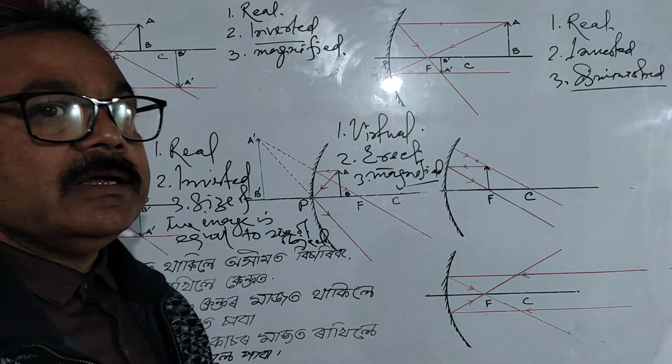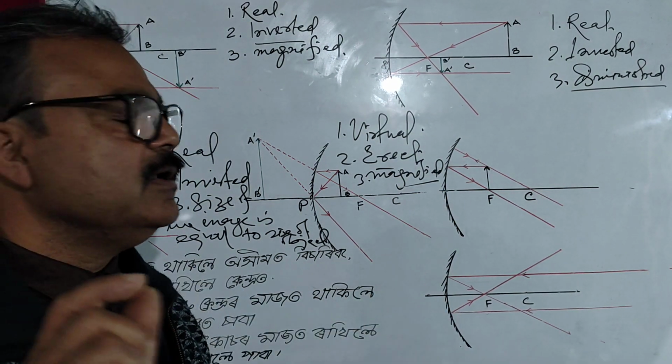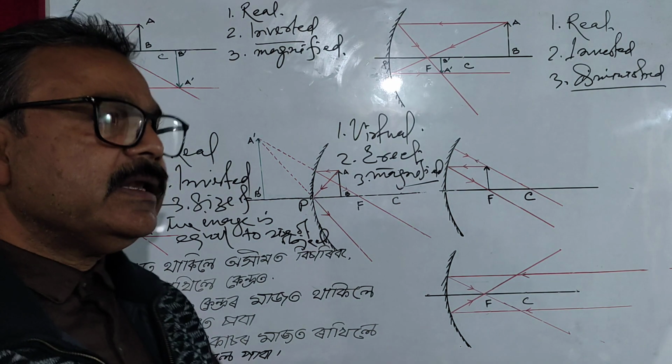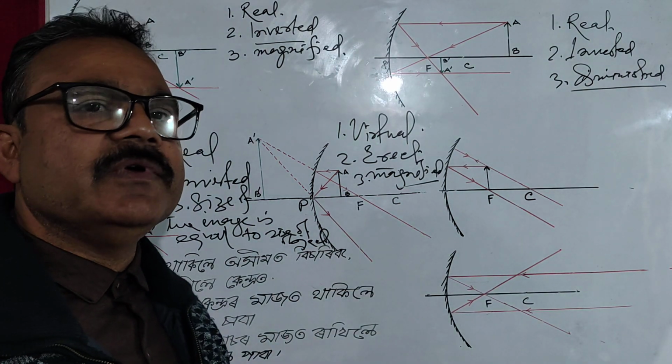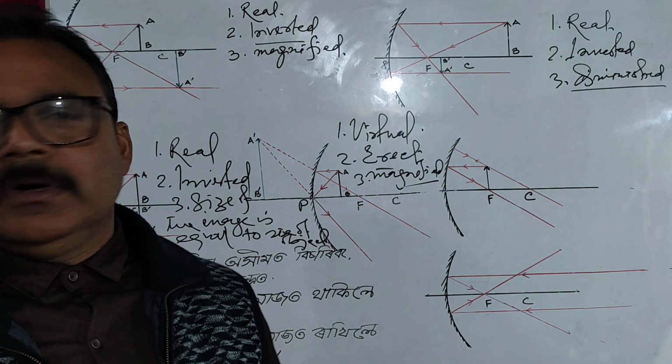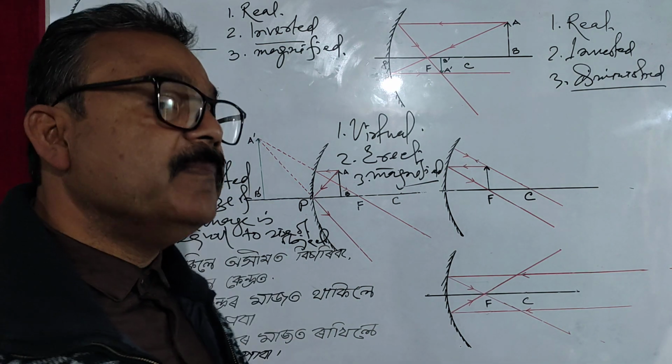That is why it is used as a wide view mirror, because as images are smaller, it covers a wide area. That is why it is used as a rear view mirror in vehicles to observe the wide area of the backside.